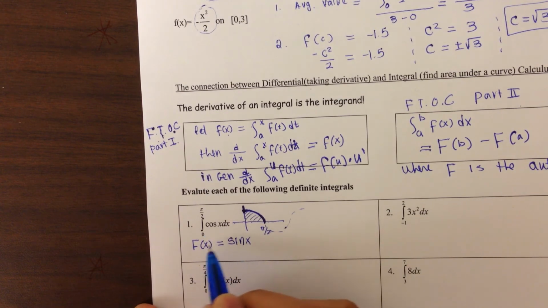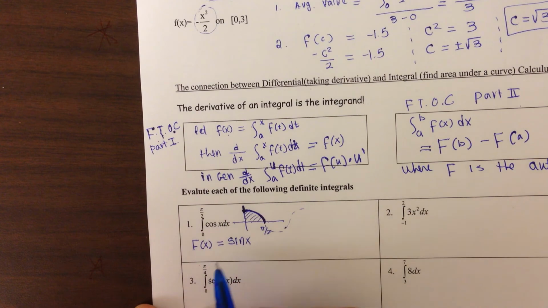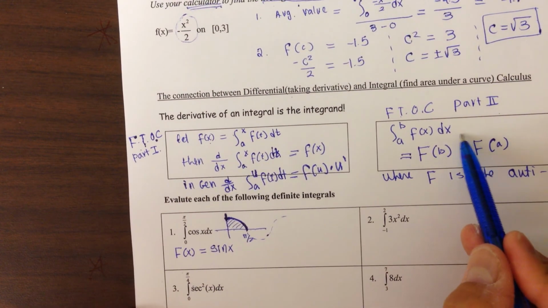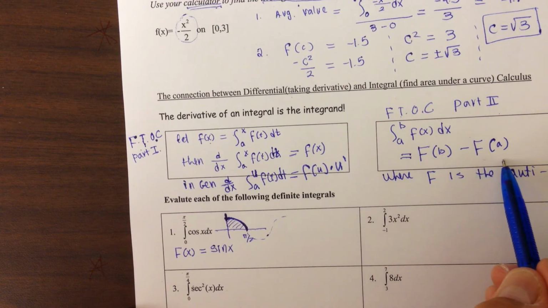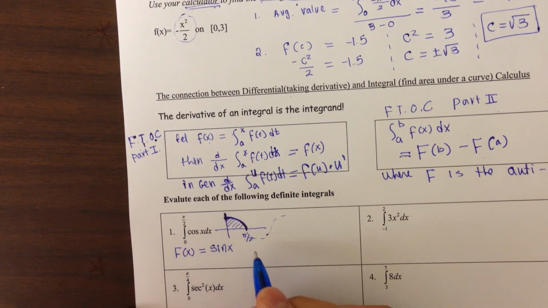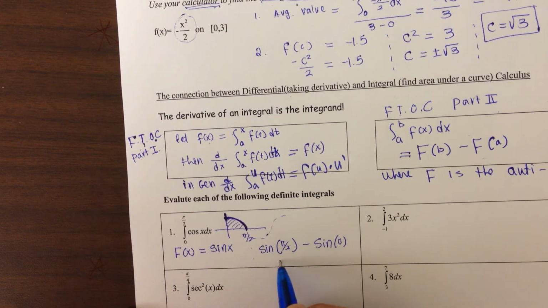Because if you take the derivative of sine, you get cosine. So once you know the original function, then you can find the area, or you can evaluate this integral, because according to this, it's just now equal to F evaluated at b minus F evaluated at a. So this is going to become sine evaluated at pi over 2 minus sine evaluated at 0. And we know that sine at pi over 2 is equal to 1.